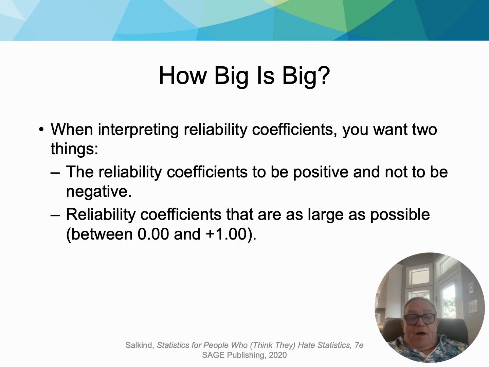So the question, how big is big? When interpreting reliability coefficients, you want two things: the reliability coefficient to be positive and not negative, and to be as large as possible. So it's going to be somewhere between 0.00 and 1.0. So it might be 0.7, might be 0.5, but you want it to be on the bigger side.